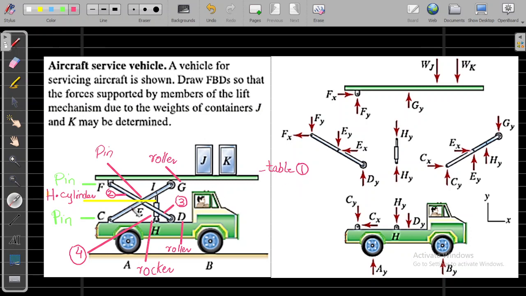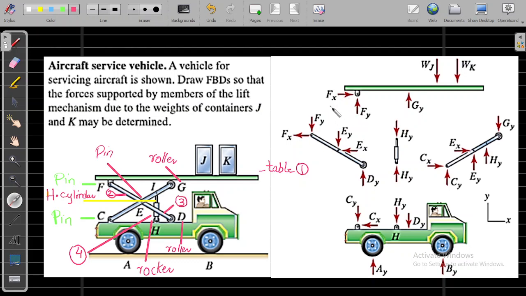Now we go to the scissor lift, which is numbered as number 2. If you look at it clearly, this was point F, which was connected with the table, and point F had these two reactions. But this point F is also connected with this scissor lift, numbered as 2. So when we draw the free body diagram of this scissor lift component, you see that the Fx and Fy directions are totally changed compared to the table's Fx, Fy.